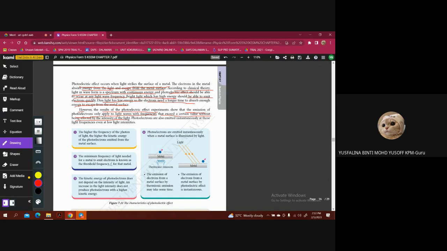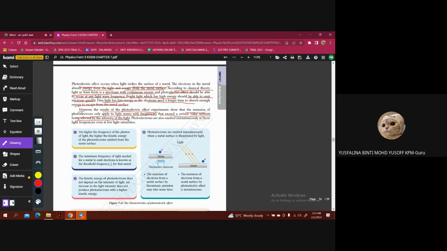So if you learn from the classical theory, bright light means it has a high intensity, so of course the light energy is higher. So the electron will get enough energy to come out from the metal. But if the light is dim, it means the light energy is low, so it will take time for the electron to come out from the metal. That is what the classical theory said.